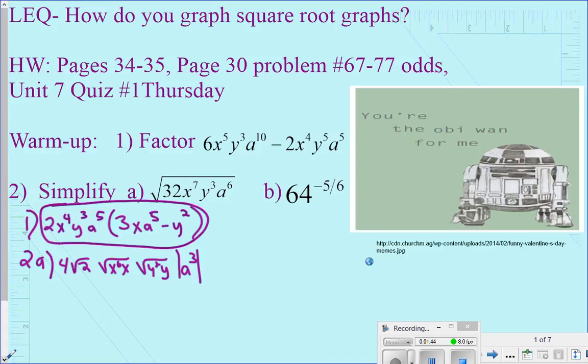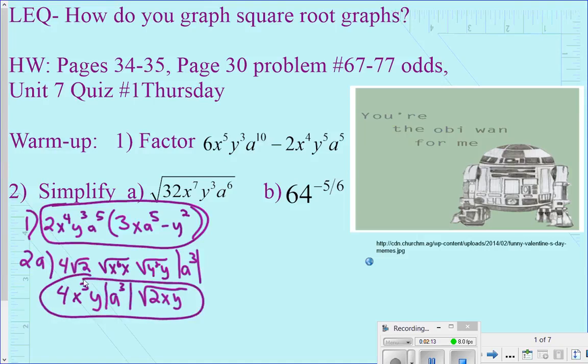So now let me just put this all together here. So I have a 4. Coming from the x to the 6, I have an x cubed. No absolute value with that. Coming from the y squared, I have a y. And then I have the absolute value of a cubed. And then I have my square root of 2. And then x is still there, and y is still there underneath the square root. And that is my final answer.